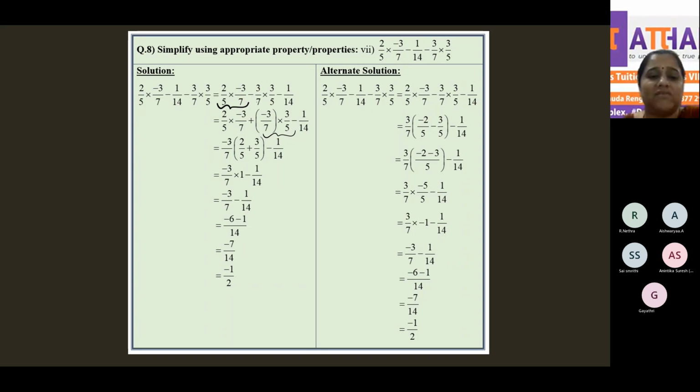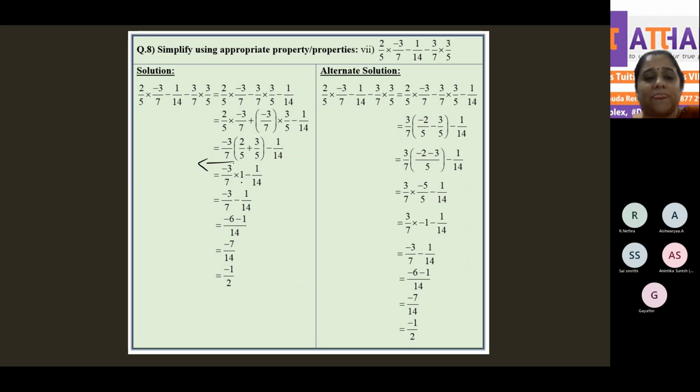Now minus 3 by 7 is common. So you need to write 2 by 5 plus 3 by 5, and then this minus 1 by 14. Now 3 by 5 plus 2 by 5 is 5 by 5, which is 1. This one is 2 plus 3, 5. 5 by 5, which is 1.